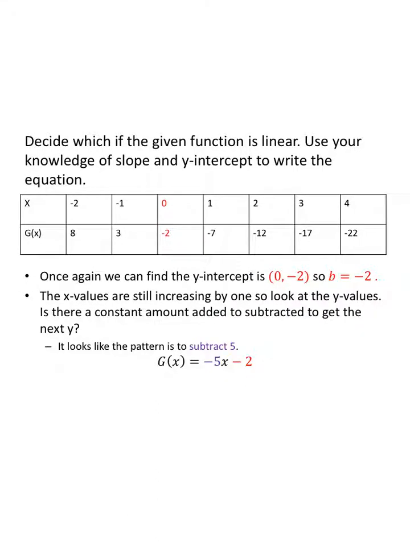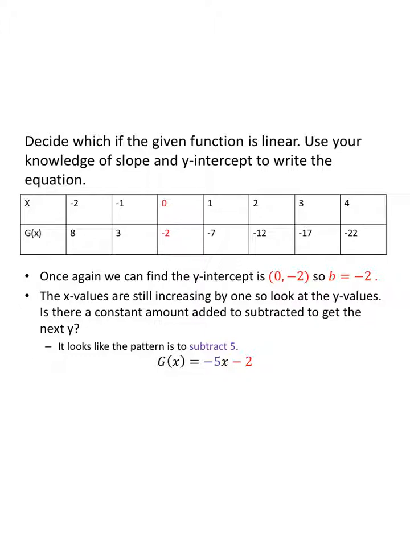Our function g of x: once again, I start with the y-intercept. When x is 0, my y value is -2. So if it's linear, my b value is -2. My x values all increase by 1 each time. Is there a consistent pattern with my y values, my g? To get from 8 to 3, I subtract 5. Minus 5, minus 5. Hey, look at that. I subtract 5 all the way along. So it looks like the pattern is to subtract 5. So I'm going to put that: minus 5 is my slope. That's my pattern. Times x minus 2, because my y-intercept is minus 2.